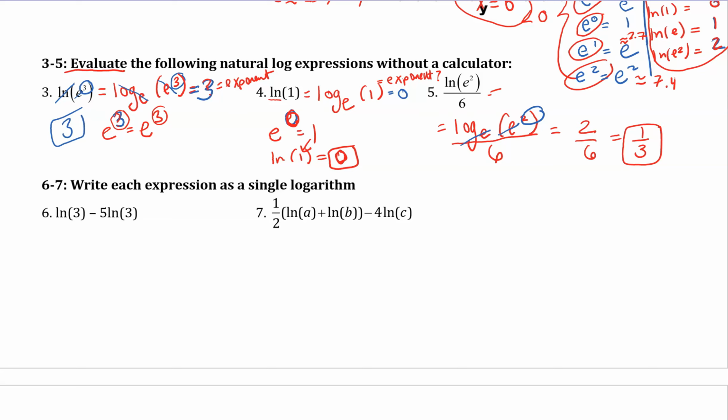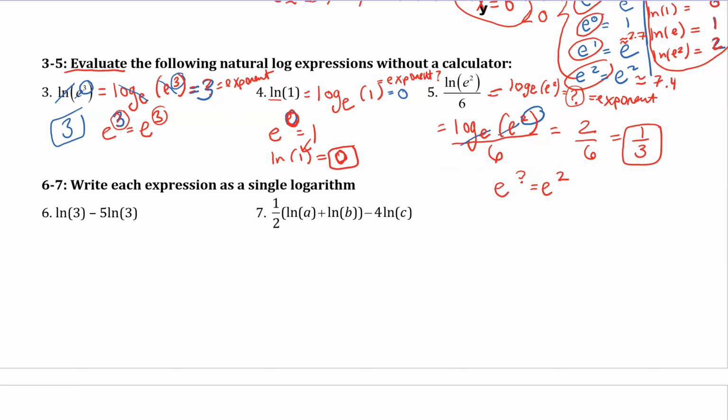Or you could just think about it, because we have to remember the log is the exponent. So if I'm trying to think, okay, log base e of e squared equals what? I have to think about what power. This is the exponent, right? What exponent do I raise e to? E raised to what power equals e squared?